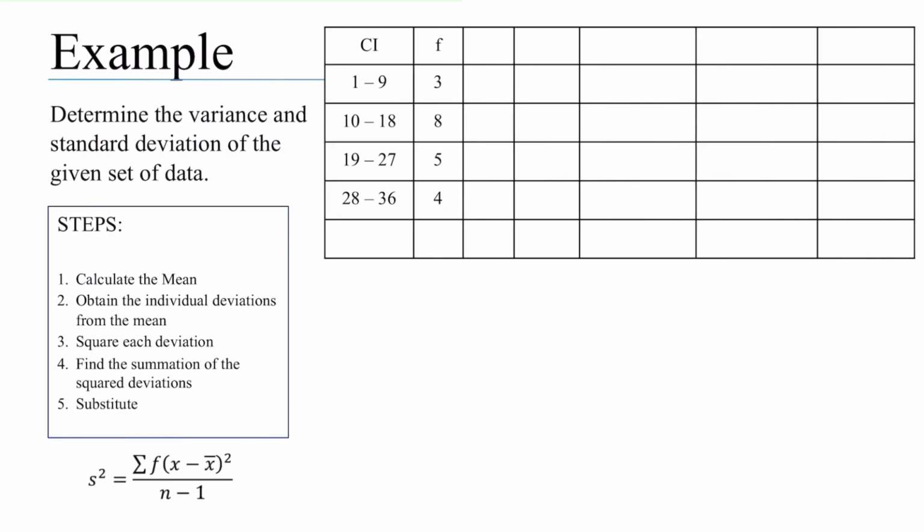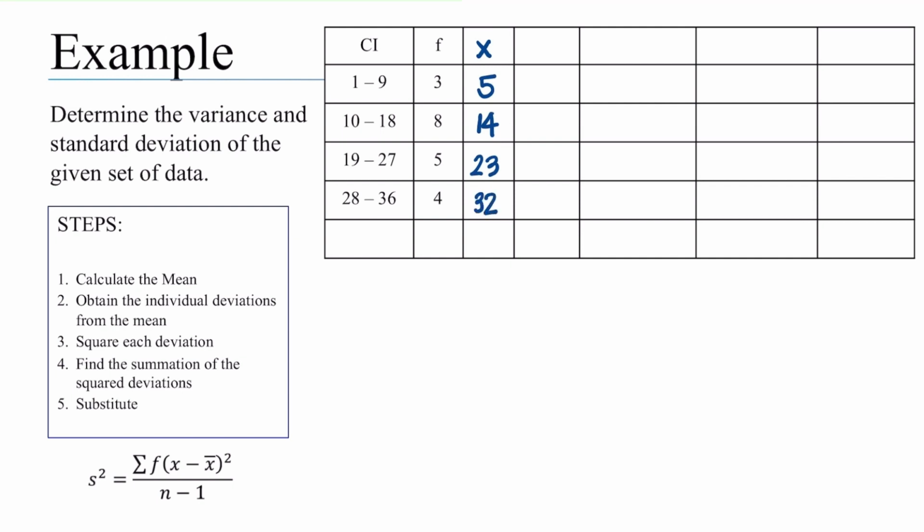Steps: calculate the mean, obtain the individual deviations from the mean, square each deviation, find the summation of the squared deviations, and substitute. Now first, we will calculate the mean. To calculate the mean, you need to complete the table. Get the class mark. In that case, the class mark for the first class interval is 5. Take note, this is the middle term, from 1 to 9. How about for 10 to 18? That is 14. 19 to 27 is 23. 28 to 36 is 32.